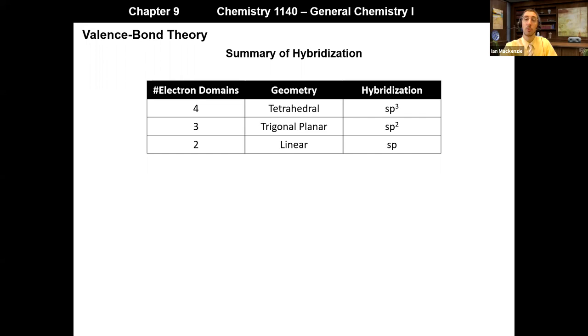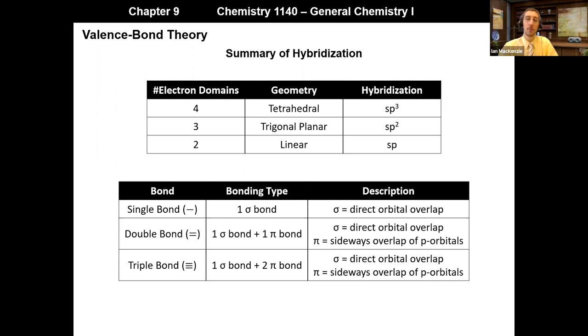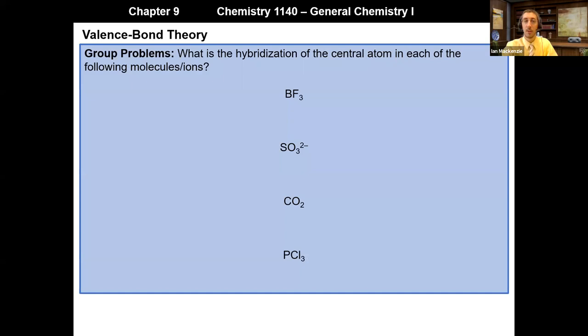Additionally, just to overview our types of bonds, we have single bonds, which are sigma. Sigma means direct overlap of orbitals. Double bonds are composed of one sigma and one pi bond, so we have a direct overlap and a sideways overlap. And then triple bonds are one direct overlap, one sigma, and two pi, or two sideways overlaps. So let's just do a few problems here and see if we can figure out the hybridization for each of the central atoms in the following molecules.